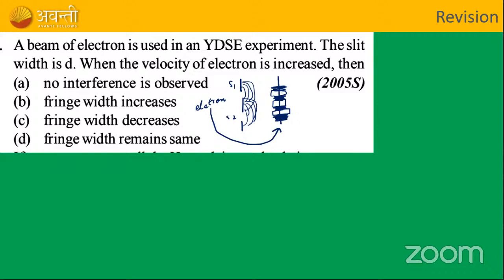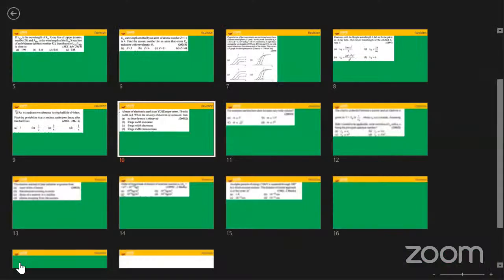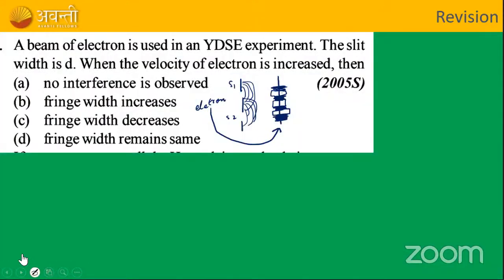You might ask me, sir, does this really happen? It happens all the time, because if you know de Broglie's wavelength, lambda is equal to h by p. This de Broglie equation tells us that any particle which has momentum is a wave.